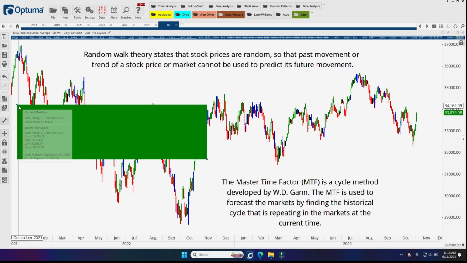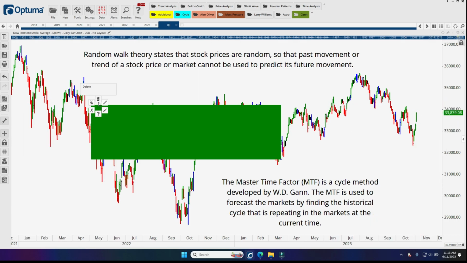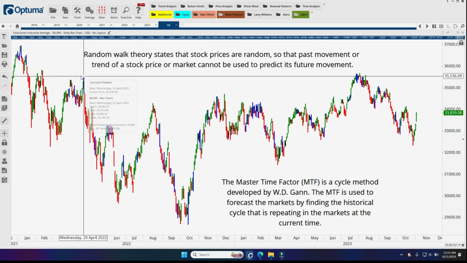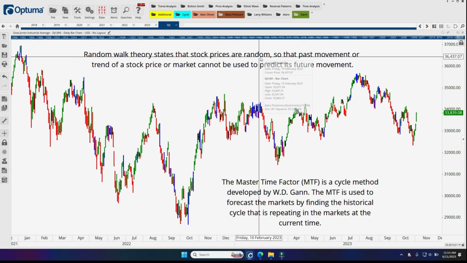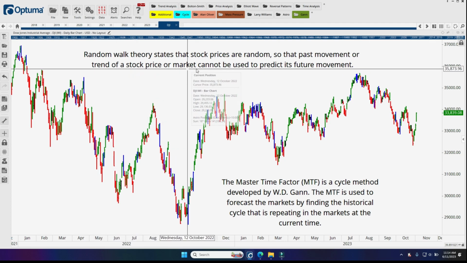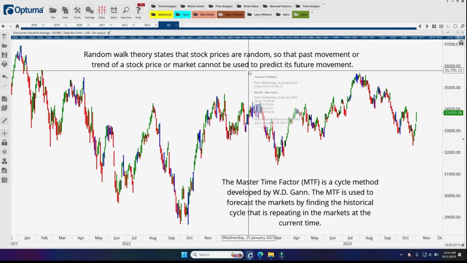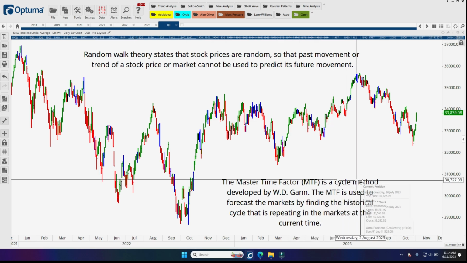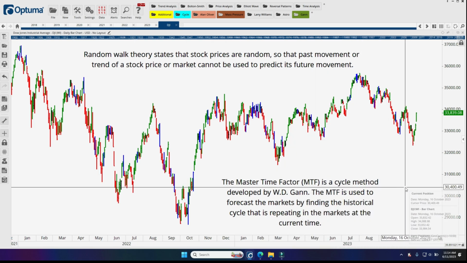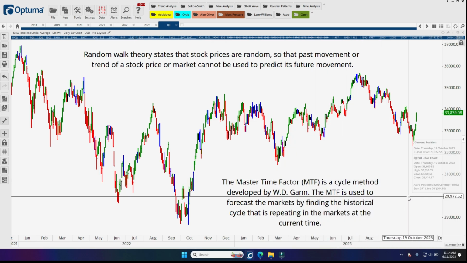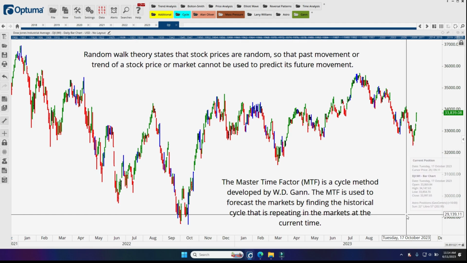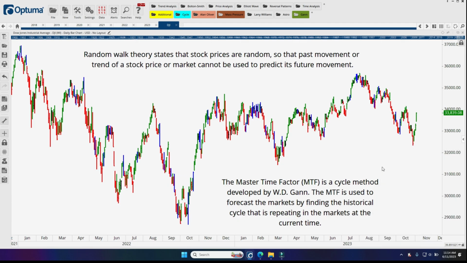So it's a starkly contrasting difference between the random walk theory, which states that markets are random and past movement or trends cannot be used to predict the future, and the master time factor, which was done by W.D. Gann, and was used to forecast the markets by finding the historical cycles that are repeating in the markets at the current time.